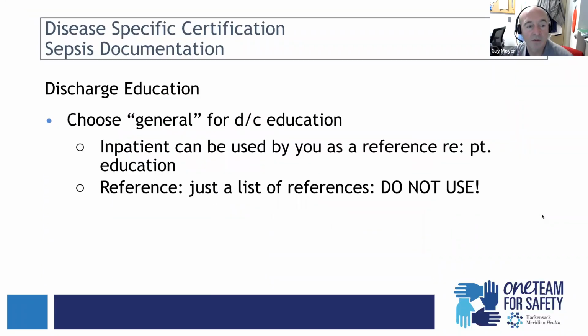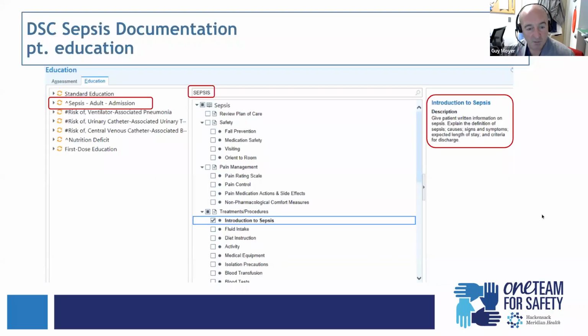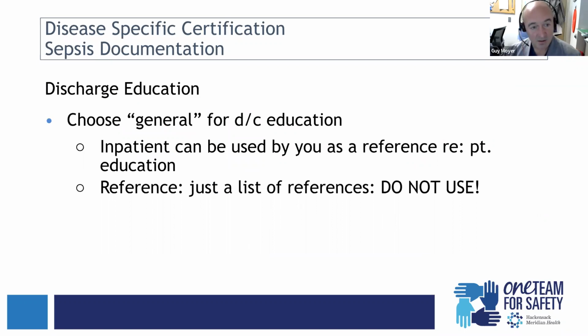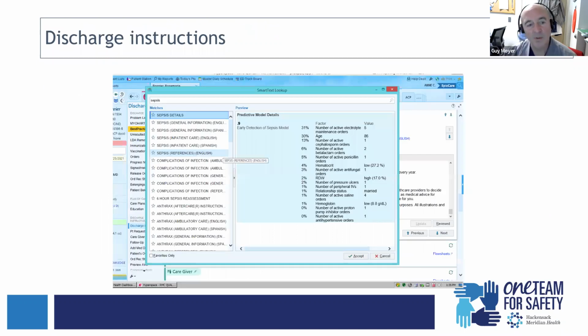Oops, skipped a screen. So for your discharge education, when you're going in, you want to choose your general DC education. Inpatient can be used by you as a reference. If you select reference only, I'll show you on the next screen, it's just a list of references. So to clarify that a little bit.